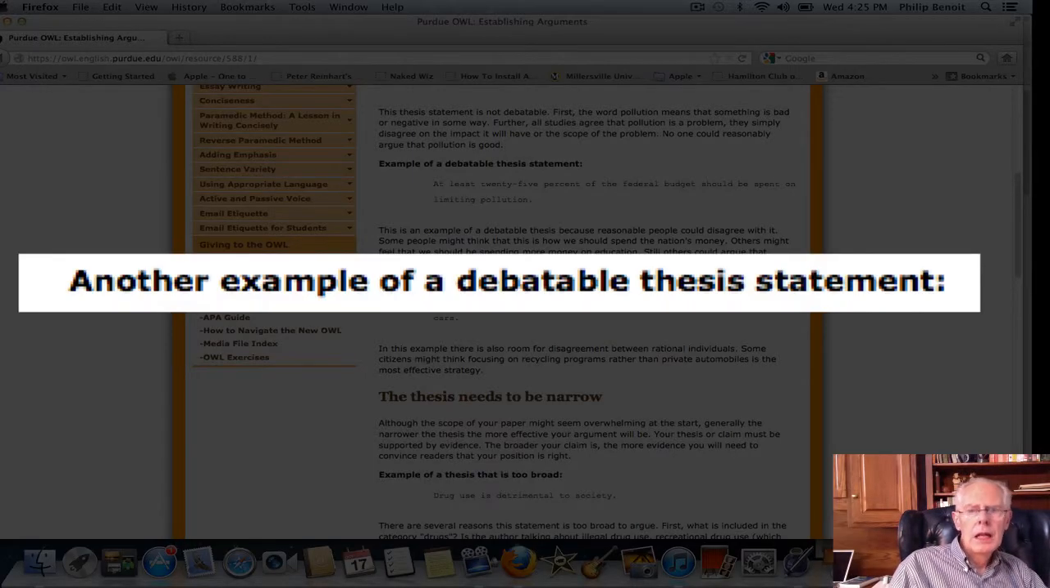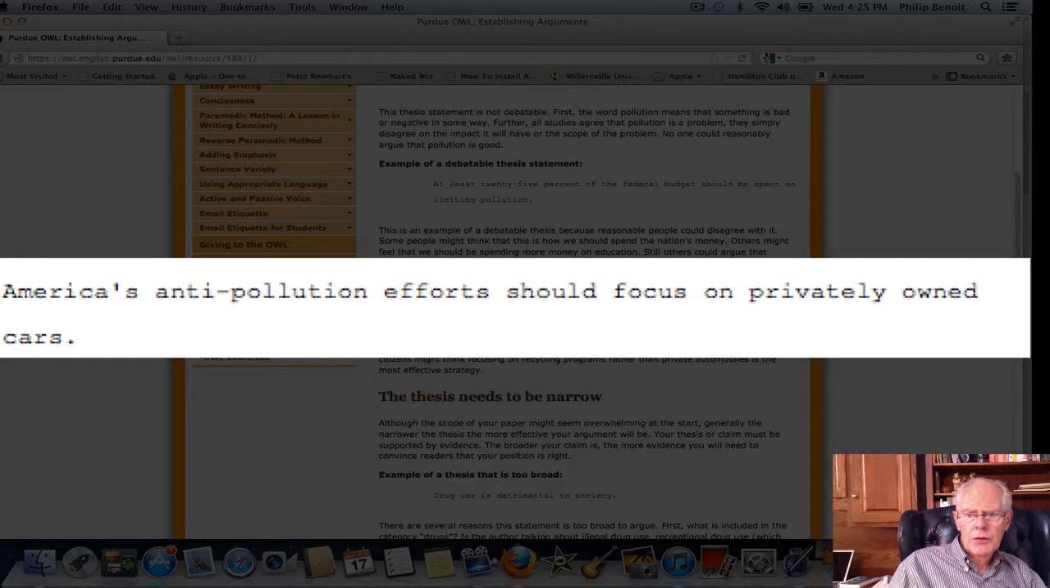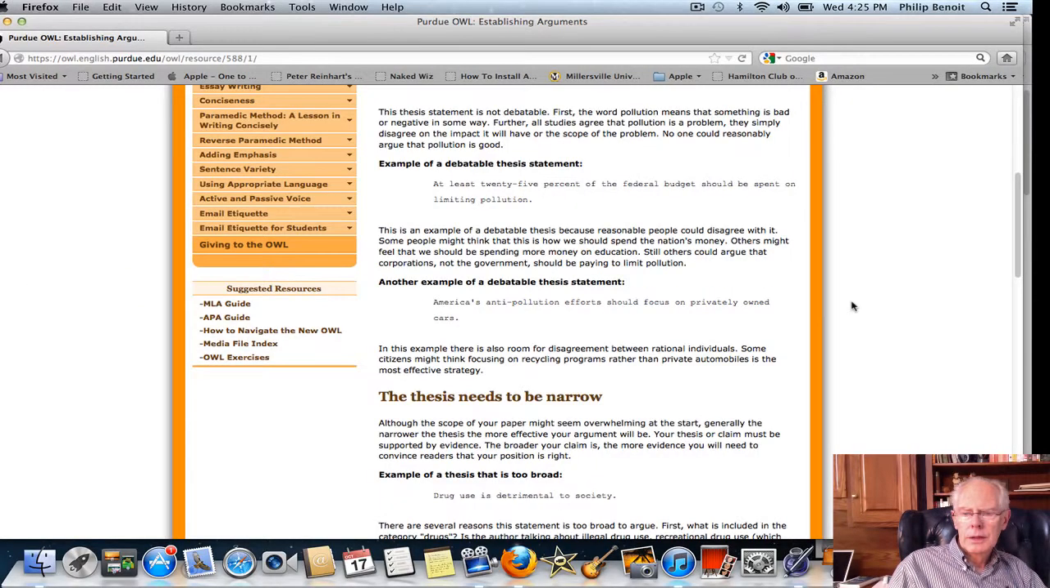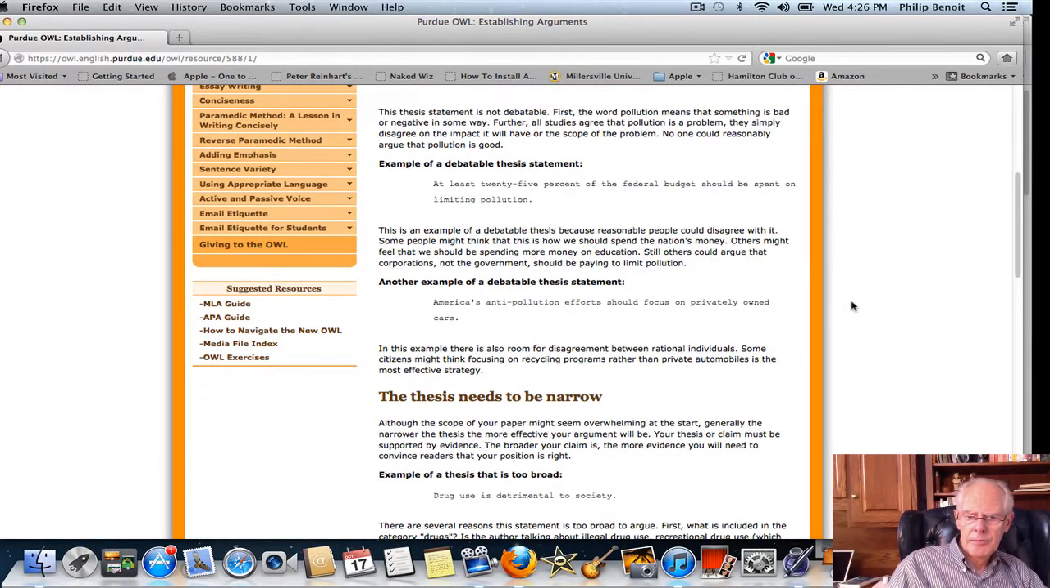Here's another example of a debatable thesis statement. America's anti-pollution efforts should focus on privately owned cars. Now you're getting very narrow and very specific with this statement, and it can be debatable. It's very debatable. And here's another room for disagreement between rational individuals, as the paragraph below points out. You might think that focusing on recycling programs is a better idea than private automobiles, or controlling pollution from manufacturing plants, or something like that.